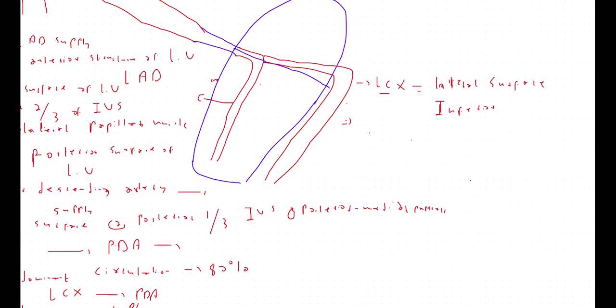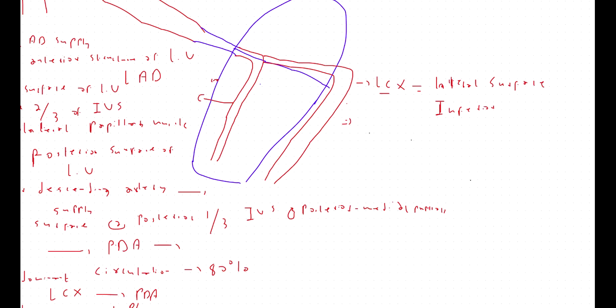Okay, it's an artery which blocks most often, is it? But once the obtuse marginal drops, the collaterals will develop, and the patient will not get the symptoms. Okay, so LCX supplies the lateral surface.